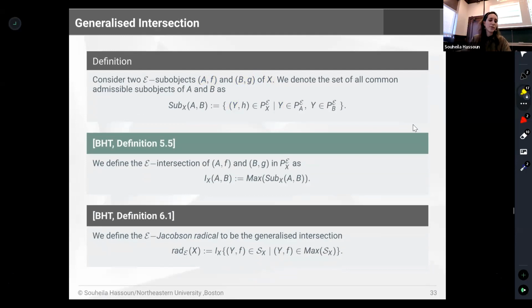And so if you have intersection, I can define a radical in a similar way to the abelian case. I can take, so S here is the same thing as P, the poset. I just don't consider 0 and X.